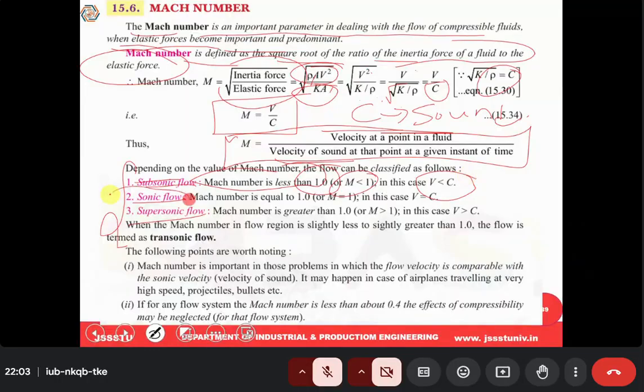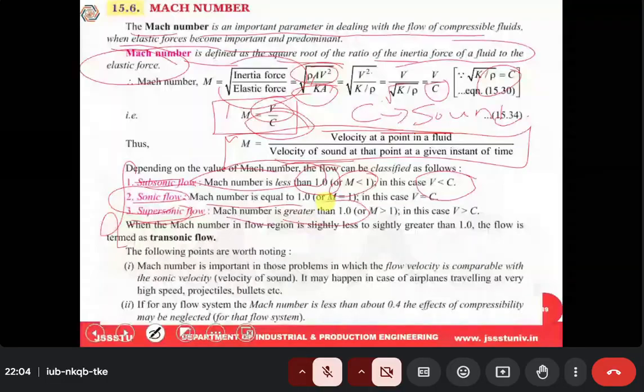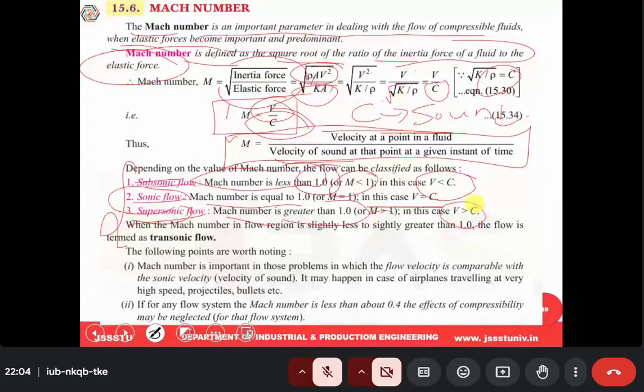There is one more flow called sonic flow. Sonic flow means the Mach number is equal to 1. When the Mach number is equal to 1, the velocity of sound is equal to the velocity of fluid, so the two are equal. That is called sonic flow. And supersonic means the Mach number is greater than 1. When the velocity of the fluid is moving more than the sound speed, it is called greater than 1, that is called supersonic flow.